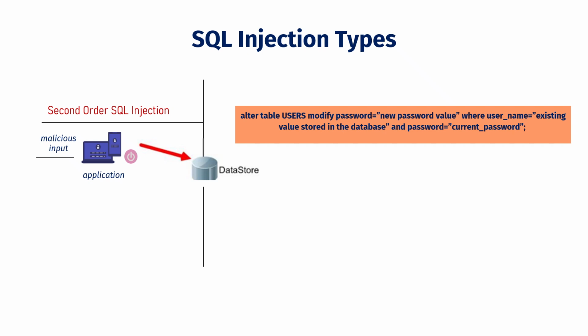An application that fails to validate user supplied values will end up storing malicious data in the database table, which could result in second order SQL injection attacks. Now, that's a quick overview of SQL injection and its types.